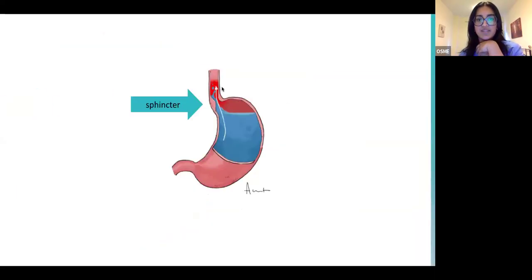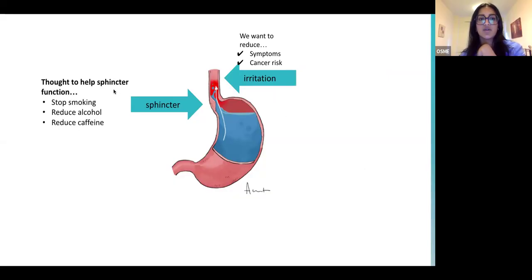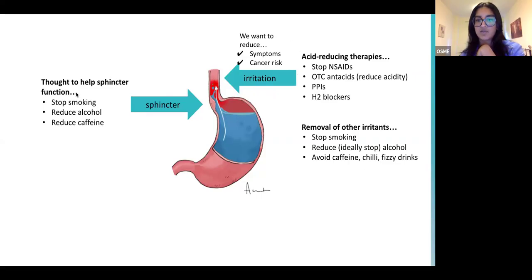So yeah, as you can see here, this is the sphincter, this is the relaxation. You can see the acid rising back up. That leads to chronic irritation, gets worse over time. And it's really important that we identify this and treat this, because we want to reduce the patient's symptoms, which might be reducing their quality of life, and also the risk of developing a cancer. So yeah, all of these measures that we have talked about.